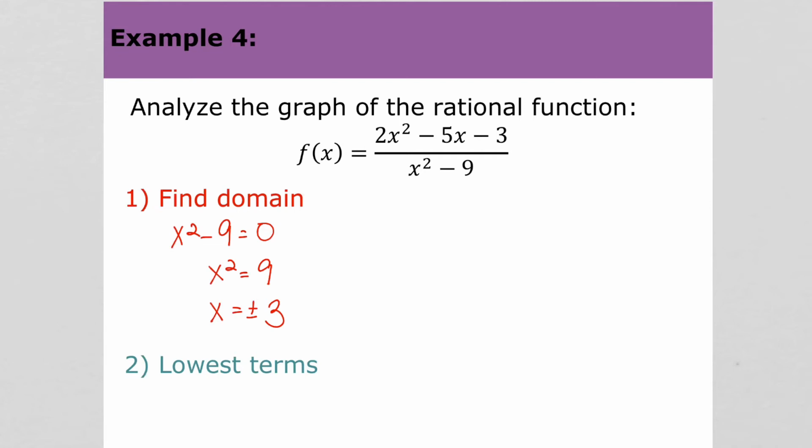So we can't include negative 3 or 3. So the domain will be negative infinity to negative 3, unioned with negative 3 to 3, unioned with 3 to infinity.